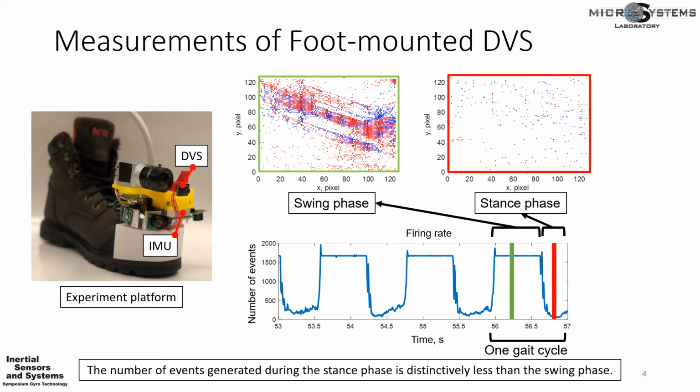Coming back to the firing rate plot, notice that the DVS firing rate maintains a consistently high value throughout the entire swing phase, and this property does not belong to the shoe statistic. These measurements prove that the DVS firing rate can be used as a reference for stance phase detection.